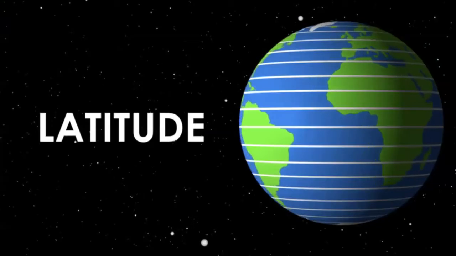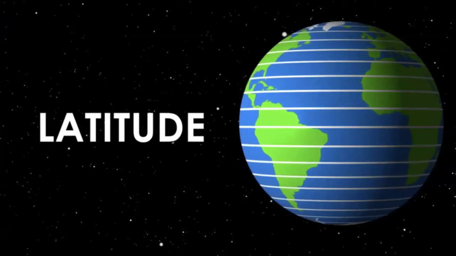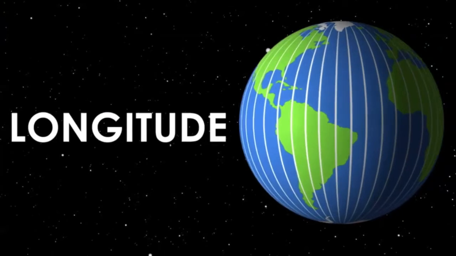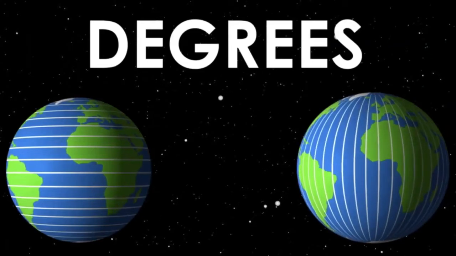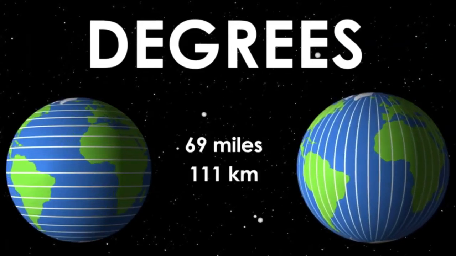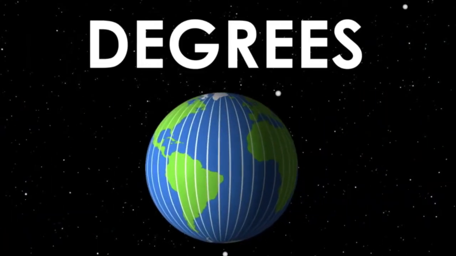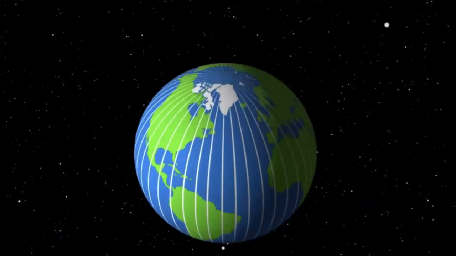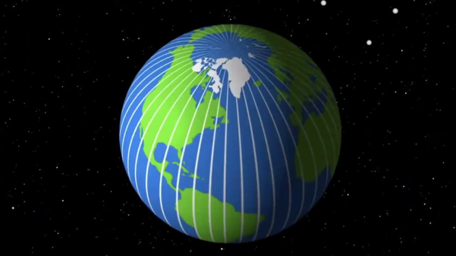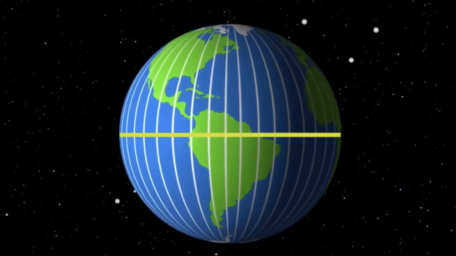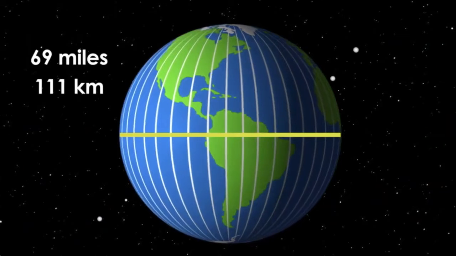Lines of latitude circle the Earth from east to west, while the lines of longitude circle the Earth from north to south. Geographers measure latitude and longitude in degrees. Each degree of latitude is about 69 miles, or 111 kilometers. Degrees of longitude work a bit differently. The lines converge at the poles and are widest at the equator, with a distance of approximately 69 miles, or 111 kilometers at that point.